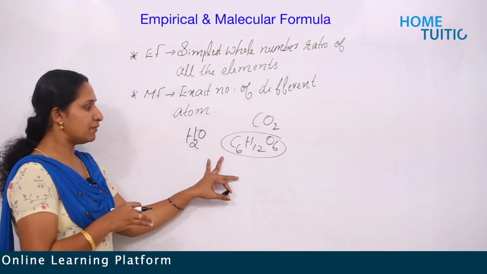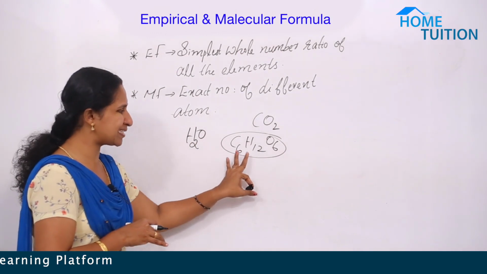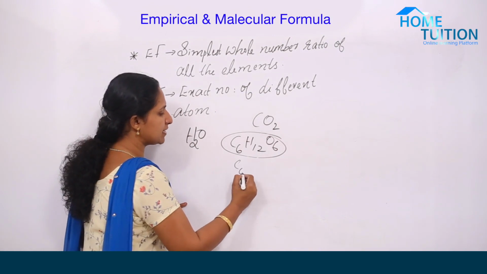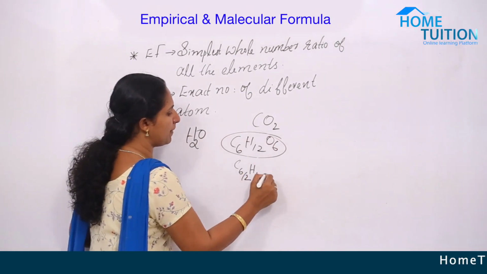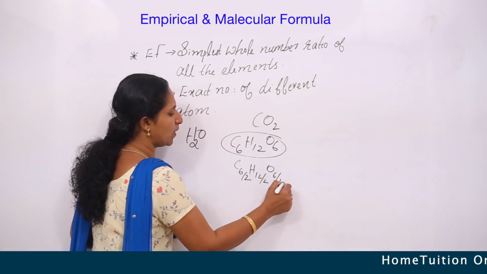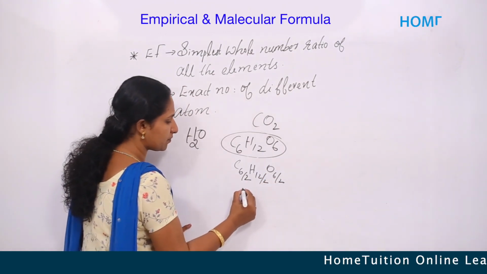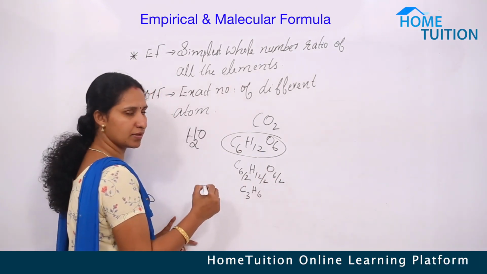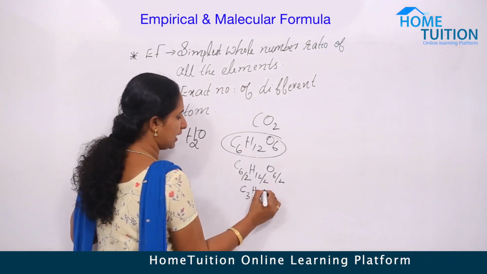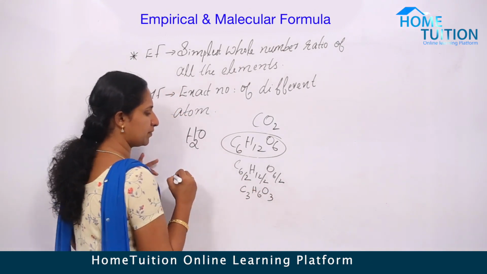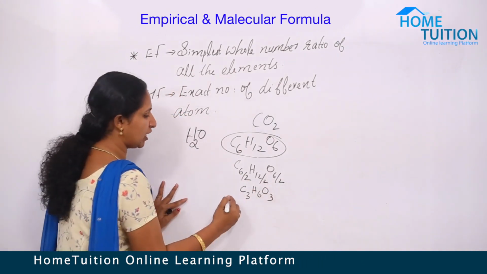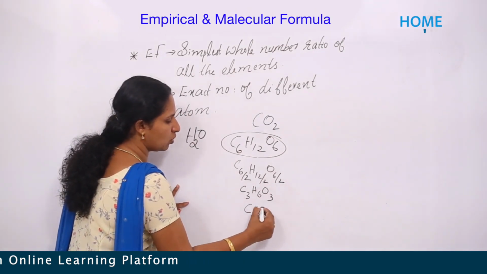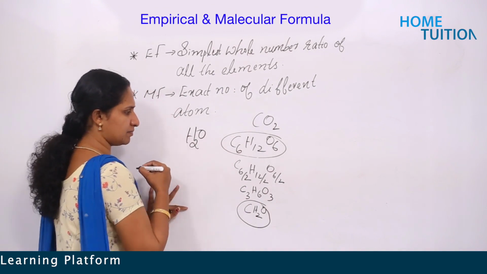For example, we can divide the 6, 12, 6 using 2. And how do we get it? C6 by 2, then H12 by 2, O6 by 2. What's the answer we get? C3, H6, O3. Again, if we simplify, we can write like this, CH2O. This is the simplest term.